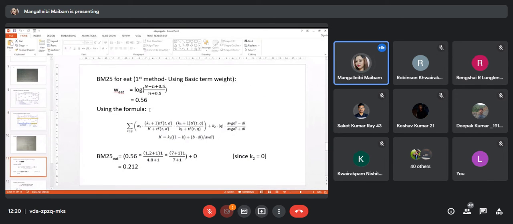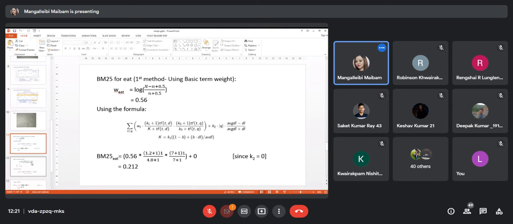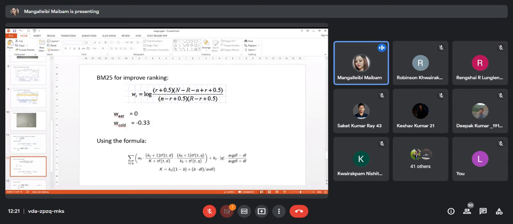So all those calculations. The first one is for using the basic term weight. The second one is, so these are all using the basic term weight. And the second one here is using improved ranking, which is our final term weight. So that also is given here.